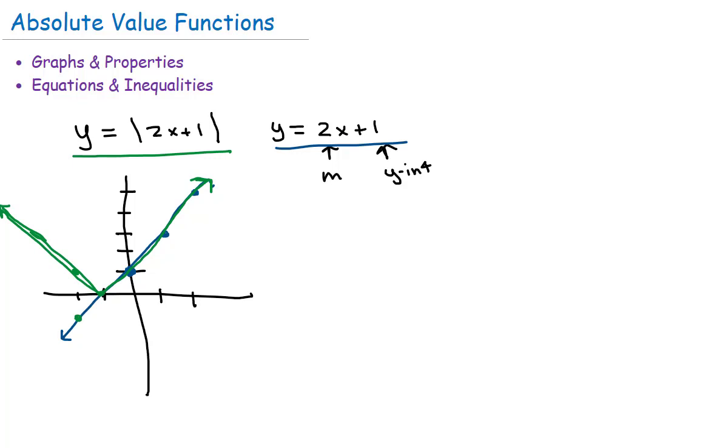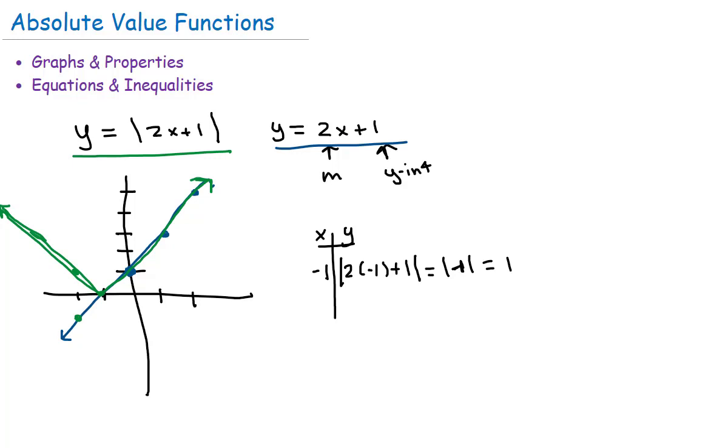Graph it as if it didn't have absolute value bars, and then take anything negative and flip it over the x-axis, turning it positive. Or you can always just plug in some points. We'll just do a couple to verify that it gives us our green graph. So let's say we plug in negative 1, and so we would have negative 1 times 2 plus 1, and then absolute value of that. So that would be absolute value of negative 1, which would be positive 1. So at negative 1, we get out positive 1.